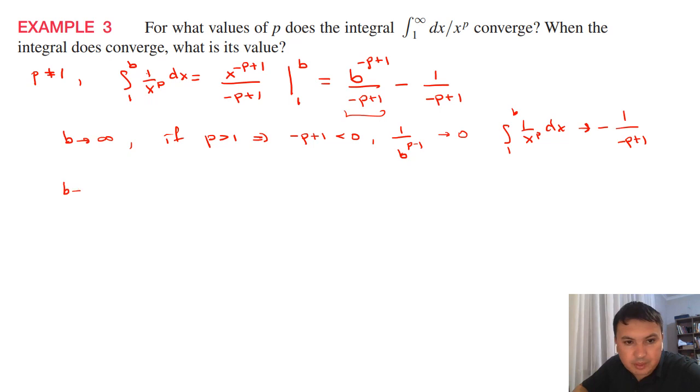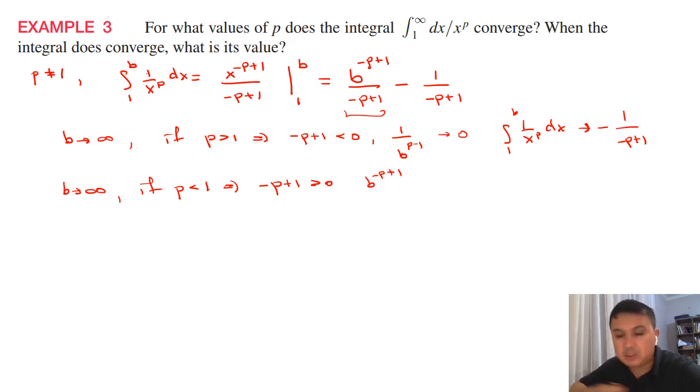Now, again, let's take b to infinity, but now in this occasion, let's say that p is less than 1. In this occasion, minus p plus 1 is positive, right? So I have this b to the minus p plus 1. This is positive. b is a large number, it goes to infinity. So then b to the positive power goes to infinity too, right? So then the first term blows up. So then this limit of the integral of 1 over x to the p dx becomes infinite. So it diverges, right?